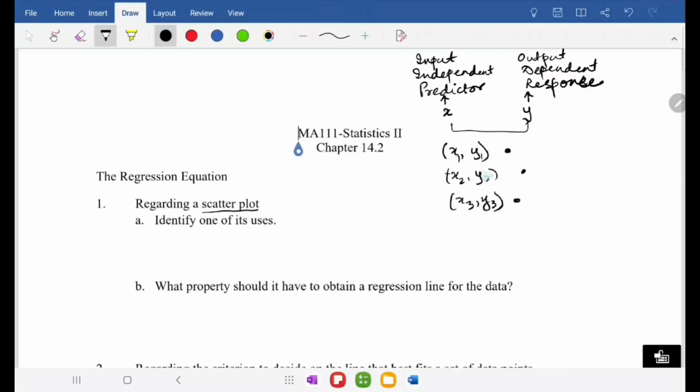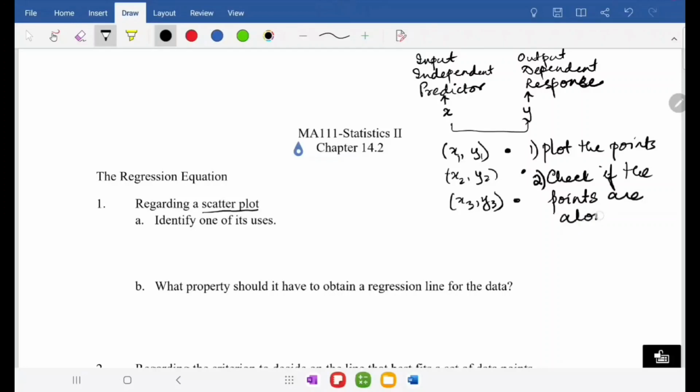And then once we have our plot, we see whether it falls in a pattern, all right? So first, plot the points. And then once we plot the points, we check if the points are arranged in a line, in a linear fashion. Check if the points are along a line.